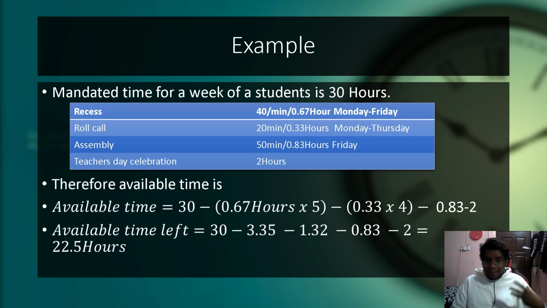So the calculation for available time is 30 minus 0.67 hours times 5, because they have recess from Monday to Friday, minus 0.33 times 4, because they have roll call from Monday to Thursday, minus 0.83 hours for assembly on Friday, and minus 2 hours for the Teachers' Day celebration. So the remaining time is only 22.5 hours. That is the available time left for this group of students for that week.